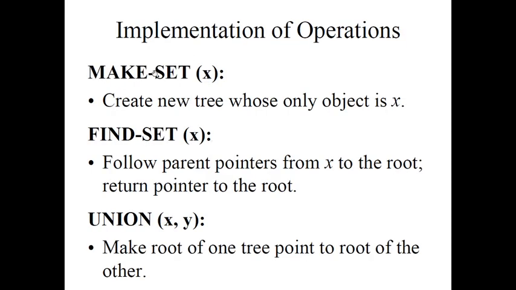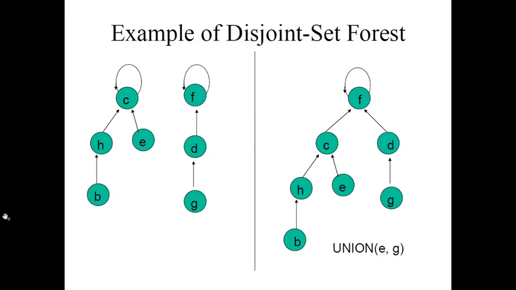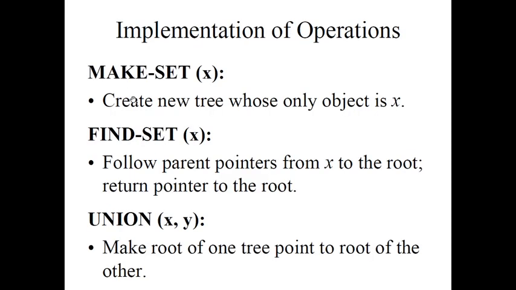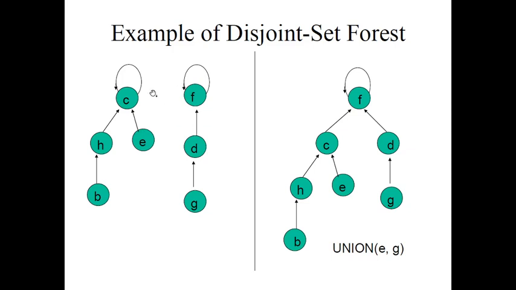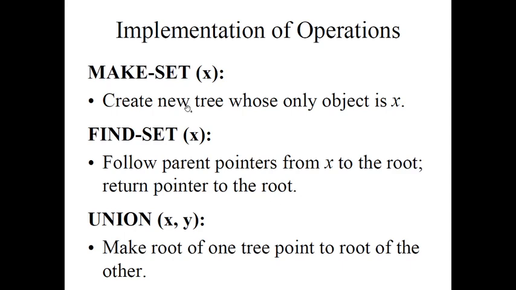The implementation of the operation make set X creates a new tree with only one object, that is X. Find set X follows parent pointers from X to the root, then returns the pointer to the root. That is why I told you find set B means follow pointers to the root, then finally return the root pointer as the answer. That means you have to visit. Union X Y makes the root of one tree point to the root of the other. Any one of the roots you have to make the final root, then you have to take the union. Okay, these are the important operations. Please see make set, find set and union.